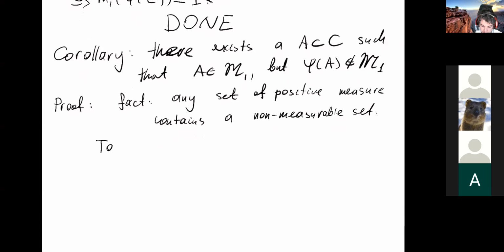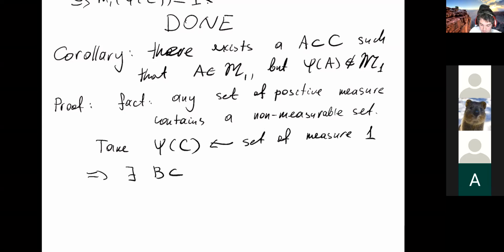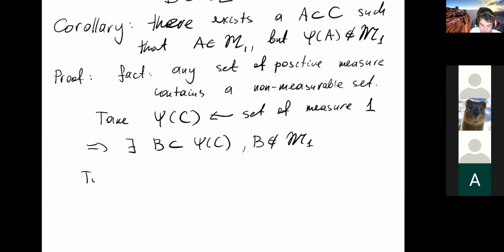Okay, so now take psi of C. This is a set of measure 1, which means that there exists a non-measurable set B in psi of C. And finally, we'll take A, which is equal to the pre-image of B. Well, B is in psi of C, so the pre-image of B is in C.